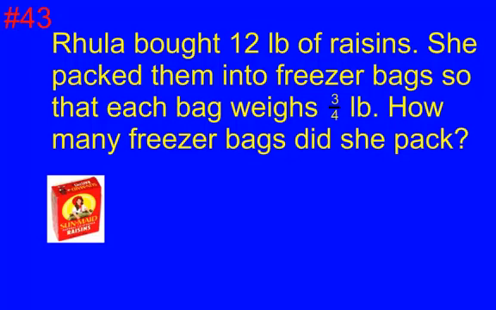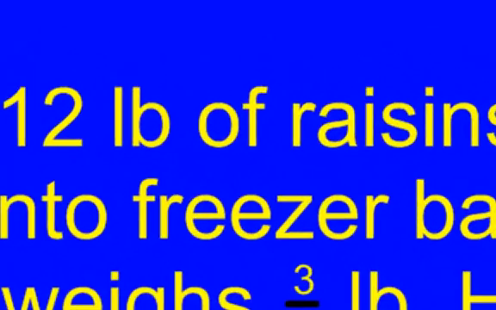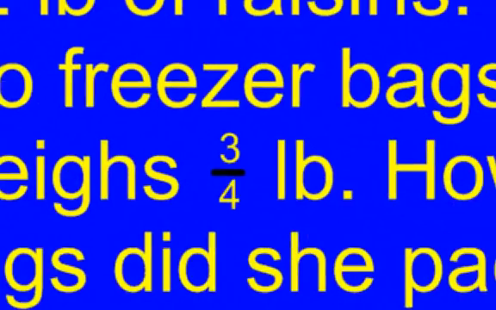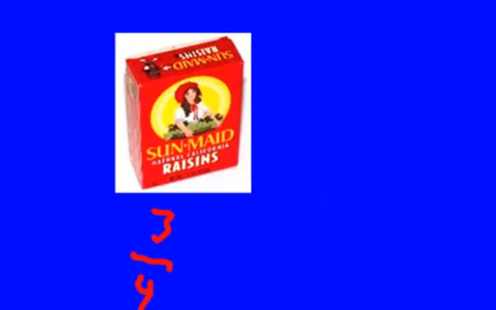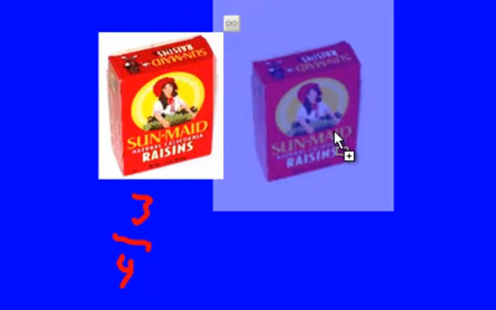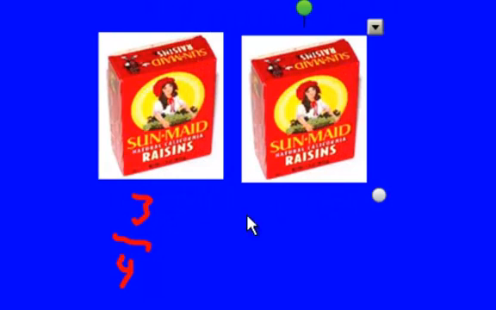I want to help you understand, though, what the problem's asking exactly. So they're saying she bought 12 pounds of raisins. And each bag weighs 3/4 of a pound. So let's say that this right here is a bag of raisins. I know it's a box, but it's how we usually think of raisins. I'm going to say that this is going to weigh 3/4 of a pound. If I was to take that and get another bag, that right there would be 3/4 plus 3/4 pounds, wouldn't it? And if we do the math for that, 3/4 plus 3/4, you guys remember this?